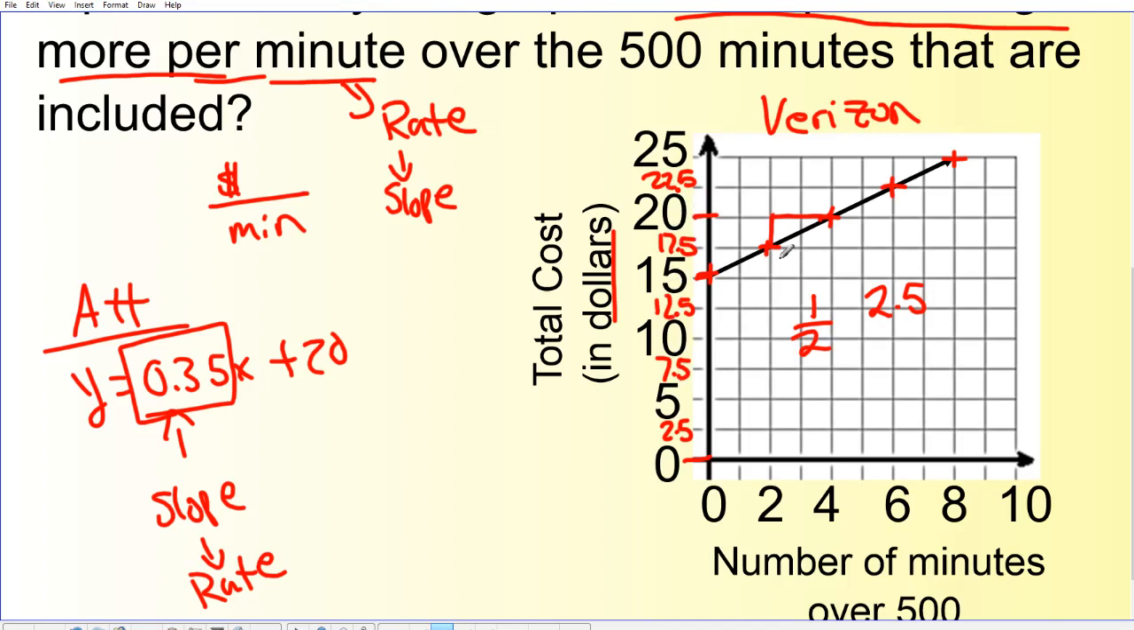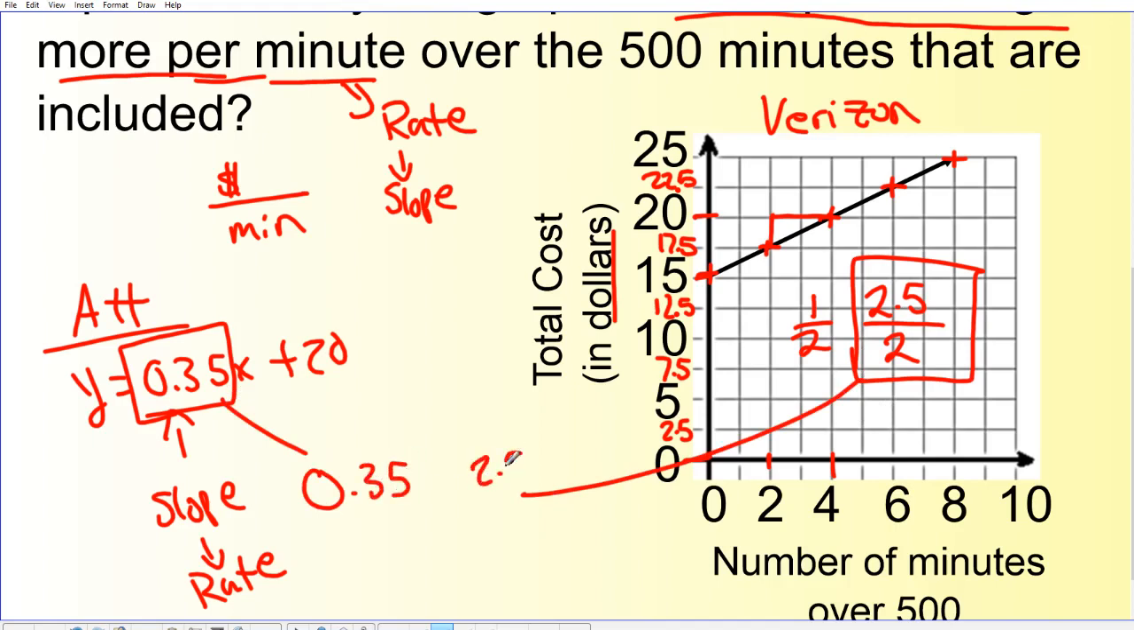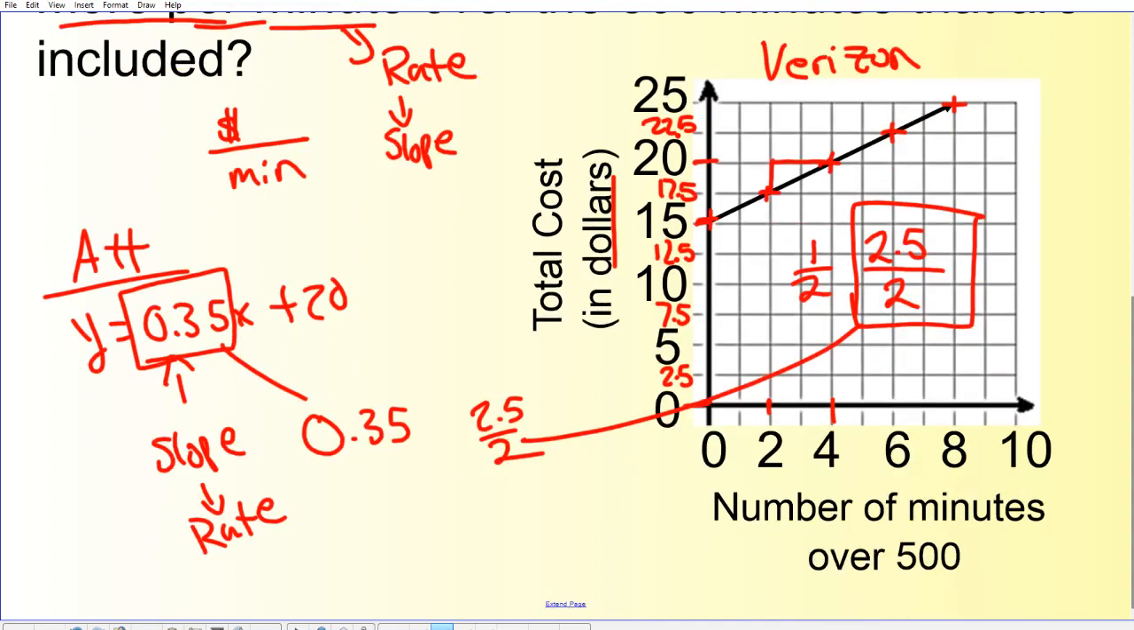So when I go up one box, I'm going up $2.5 over how many minutes is this? Is this actually 2 minutes? Well, we went from the number 2, 2 units over takes us to the number 4. So yes, that is actually 2 minutes. Okay, so here is Verizon's rate. Now we want to compare these two, AT&T 0.35 and Verizon's 2.5 over 2. Which one is bigger? Which one is smaller?